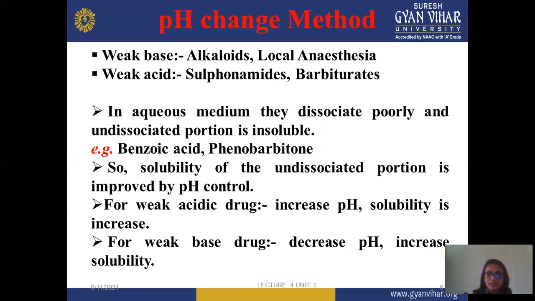For a weak acidic drug, increased pH increases solubility. For a weak base drug, decreased pH increases solubility. The selection of a proper pH depends on the type of formulation and the drug you use, and you may increase or decrease the pH. Every drug has different properties and requires different pH conditions. Suppose you take a weak acidic drug: in this condition you increase the pH level, and if you increase the pH, it will show more solubility. But it is vice versa for a weak base, meaning if you decrease the pH, solubility is increased.